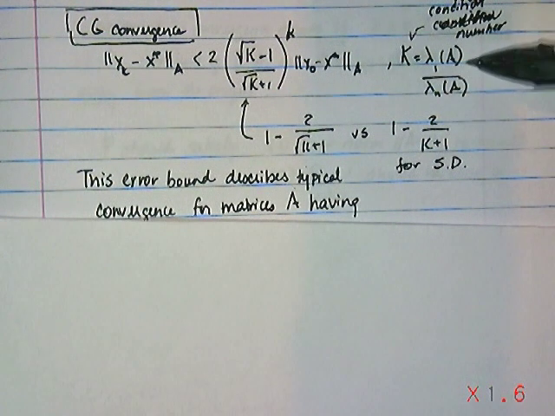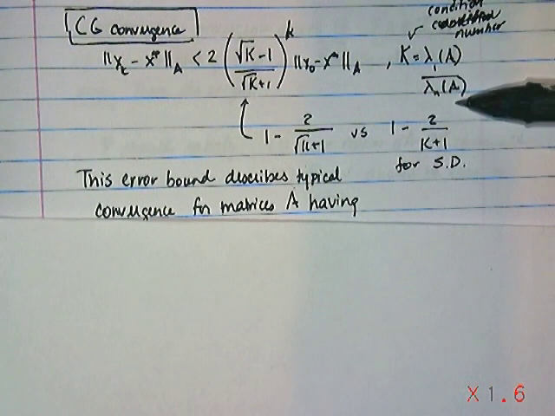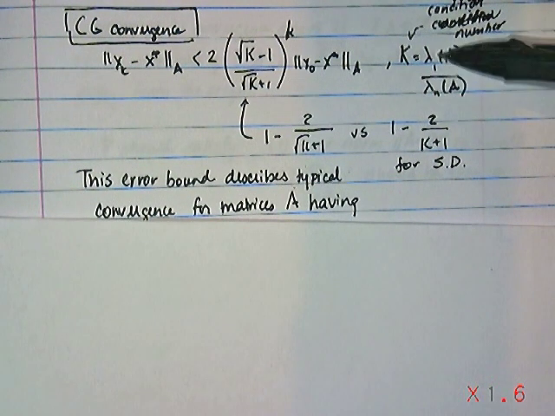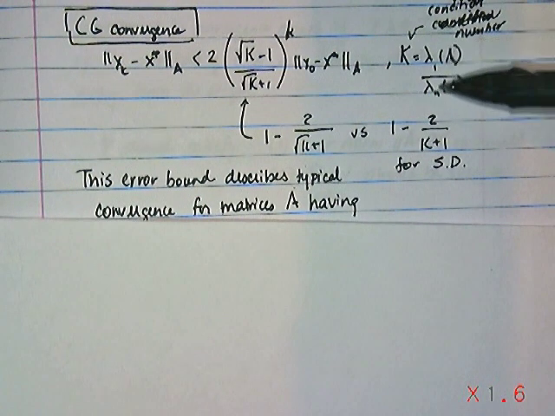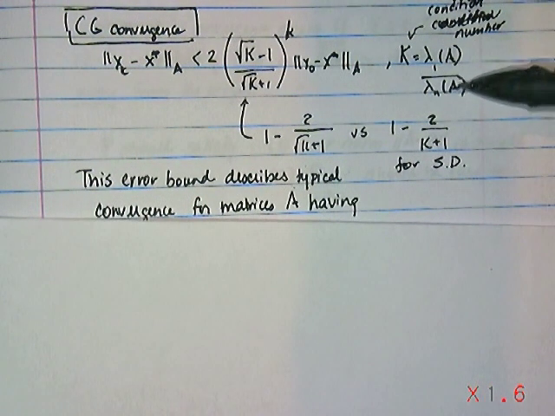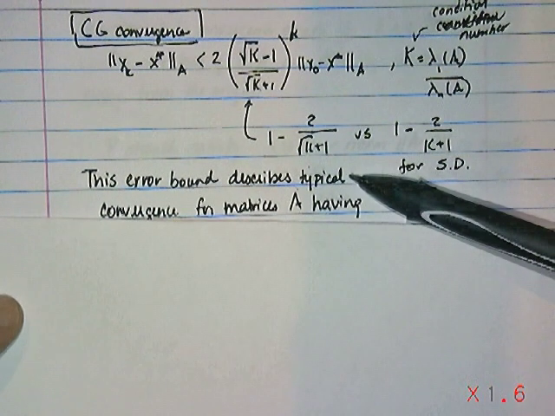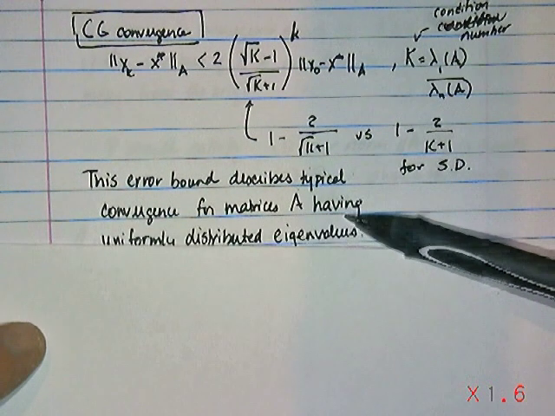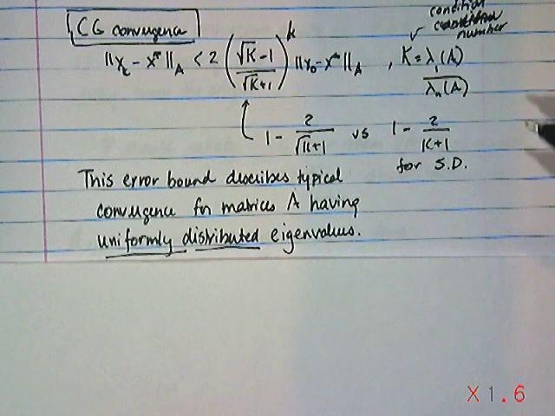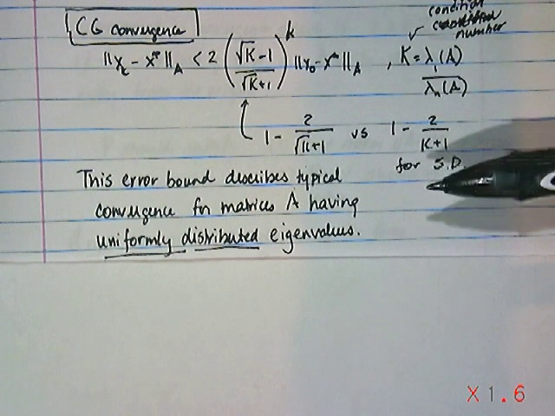Also to point out, again, the condition number is the ratio of the largest to the smallest eigenvalue. I notice sometimes in Björck, he seems to have this backwards, lambda n over lambda 1, maybe misinterpreting. The first one is usually the largest, in the ratio to the smallest. So this error bound typically describes convergence for matrices having what are referred to as uniformly distributed eigenvalues. In other words, when they're uniformly distributed, this is typically the convergence rate you would get.